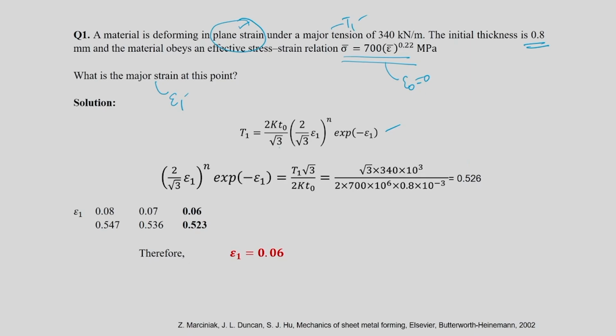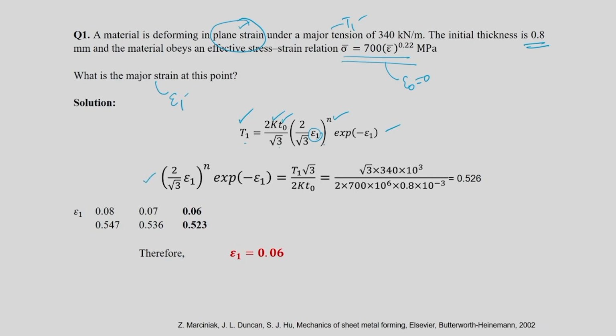So now what is the question? T1 is given, K is given, T naught is given, n is given. So that's all. Substituting all these values, you have to iteratively solve for which value of epsilon 1 you will get this T1. Or in other words, you can move all these terms to one side and keep only epsilon on the other side, and you can get this expression.